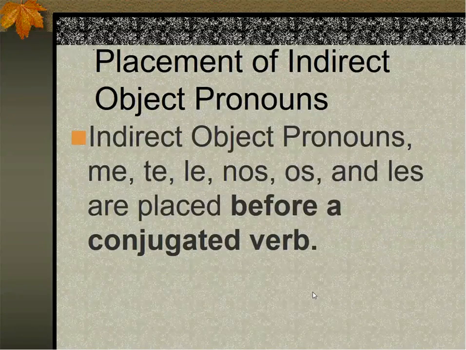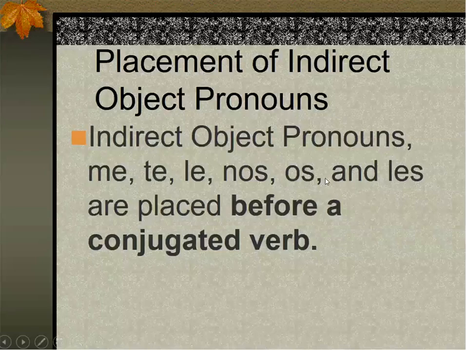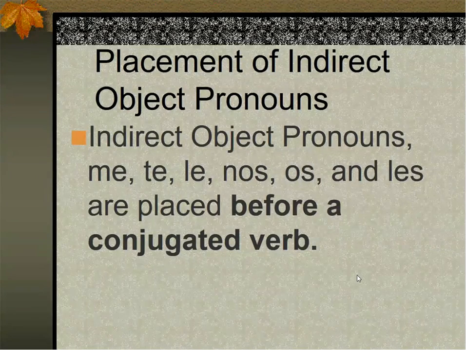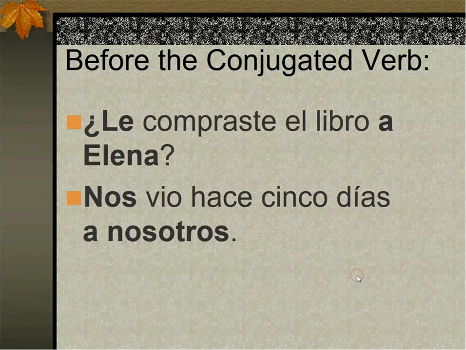Now let's see the placement of indirect object pronouns. Indirect object pronouns, me, te, le, nos, and les (os we are not going to use, it is for vosotros), are placed before a conjugated verb. So whenever you have a conjugated verb, you need to place it before it, which is very different from English again. In English, you place it after the verb. In Spanish, you place it before the conjugated verb.